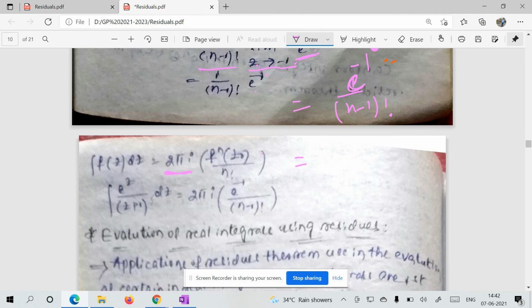This is 2 pi i into e power minus 1 by n minus 1 factorial. This is the final result value: 2 pi i e power minus 1 by n minus 1 factorial.